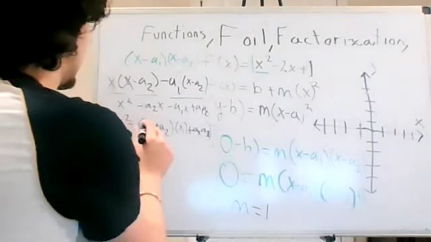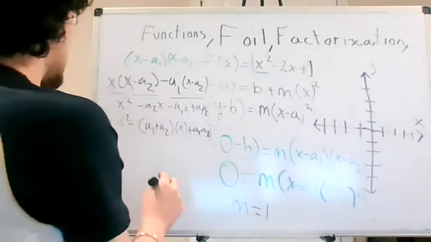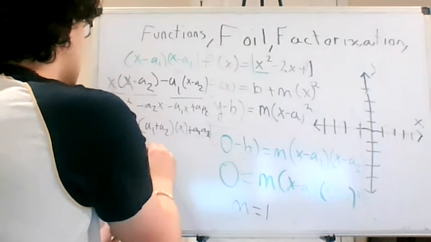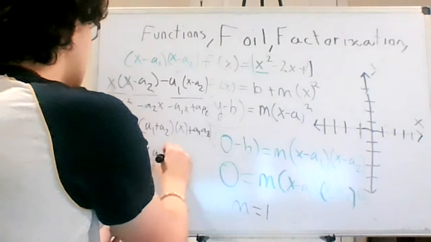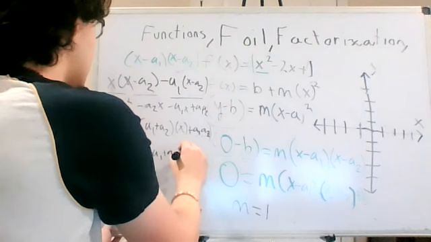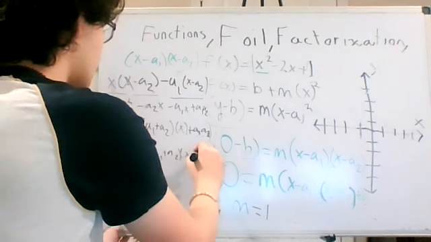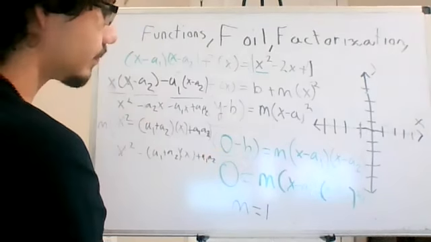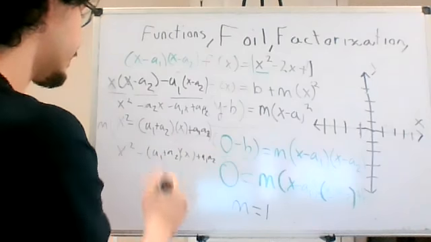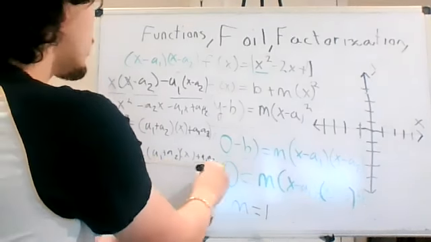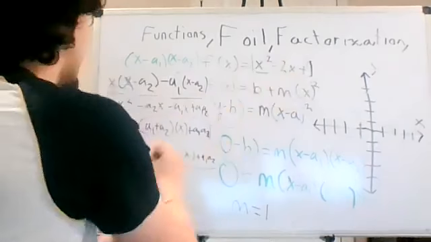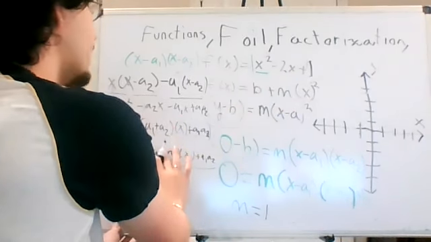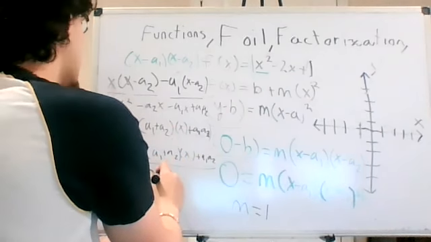Now we know that this is what we're working with, x squared minus a1 plus a2 of x plus a1, a2. So now we're at a point where this is this. I'm not dividing these two, I'm just comparing them.